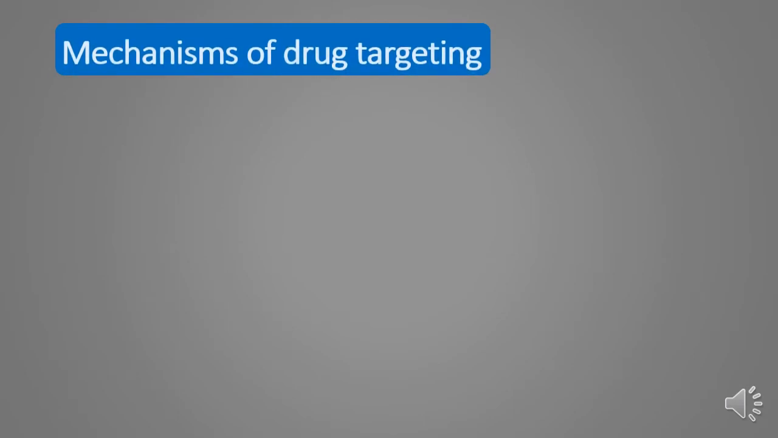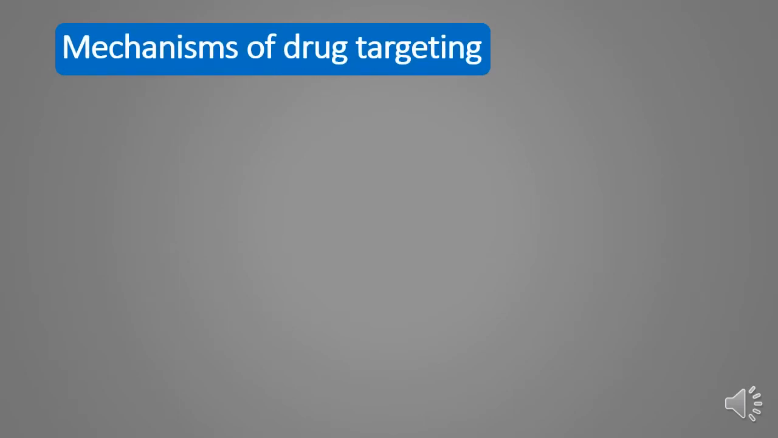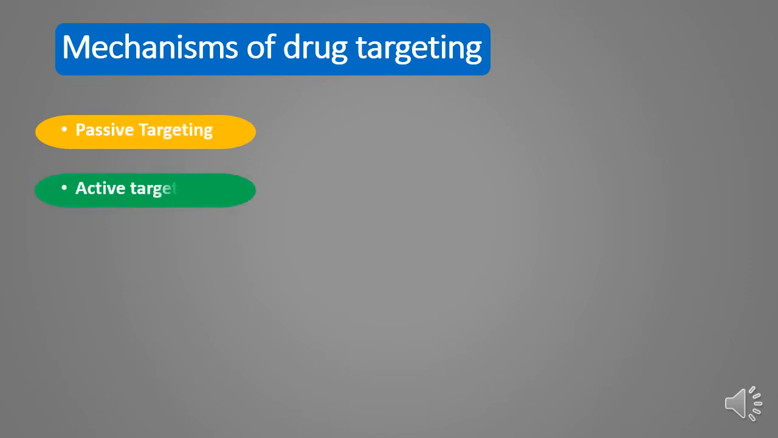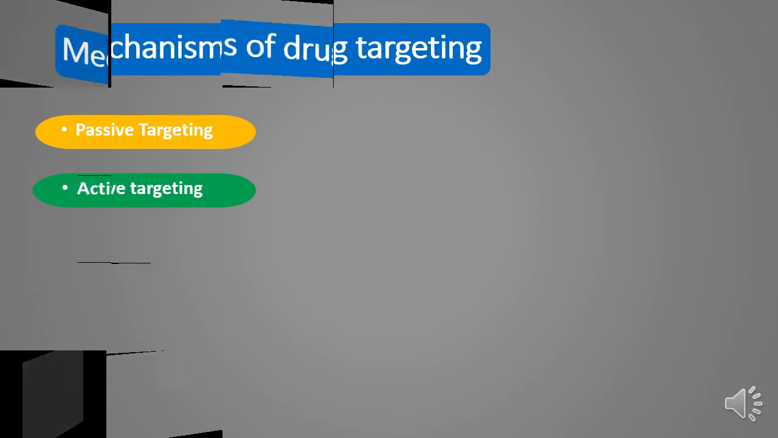Mechanisms of drug targeting. We have two mechanisms for drug targeting. One is passive targeting and the other one is active targeting. So let's look into what these mechanisms are.